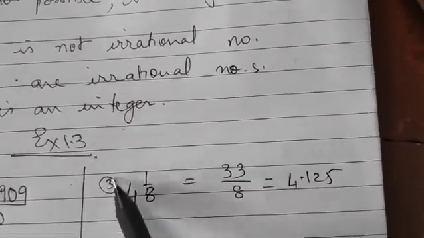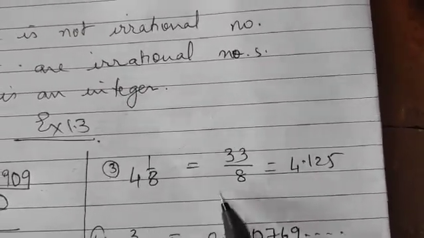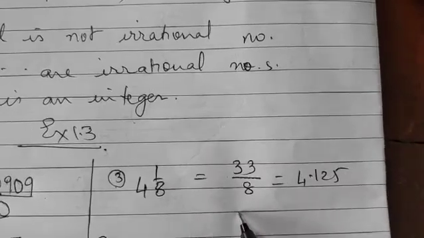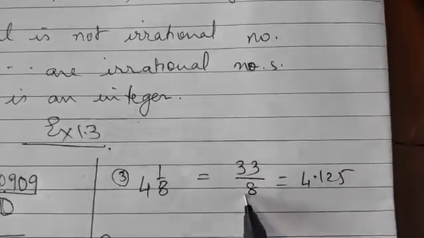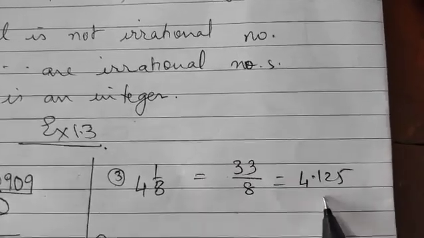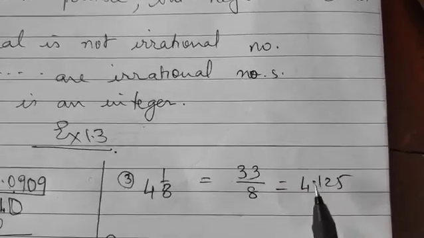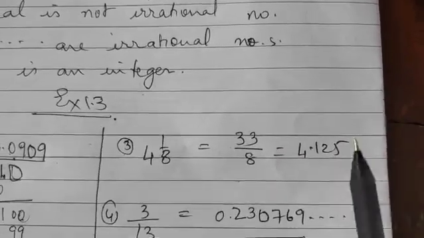Same way sum number three. Third sum, you first convert into a mixed fraction, 33 upon 8. When you divide 33 by 8, you divide and see it. Division you know. When you divide 33 by 8, it is exactly divisible. 4.125 you will get. Okay.